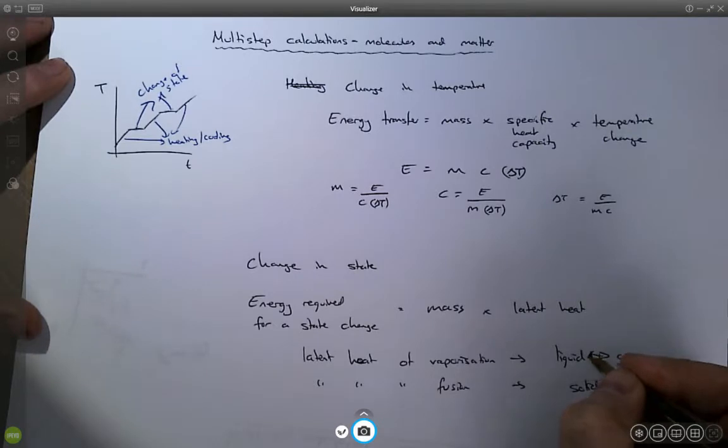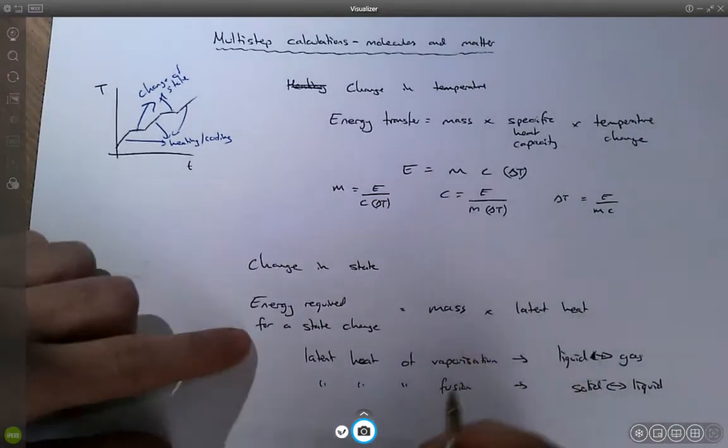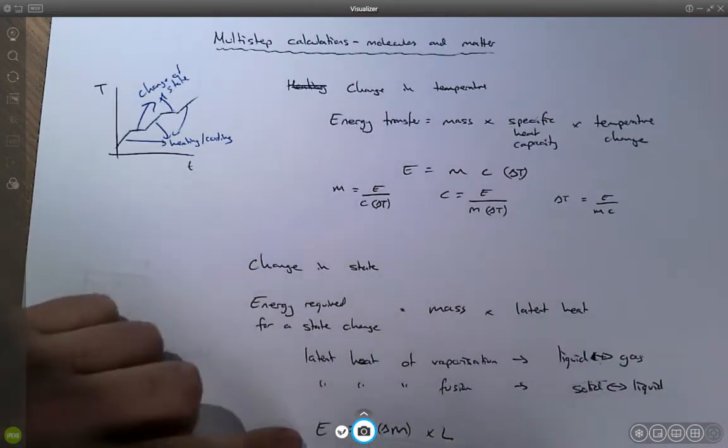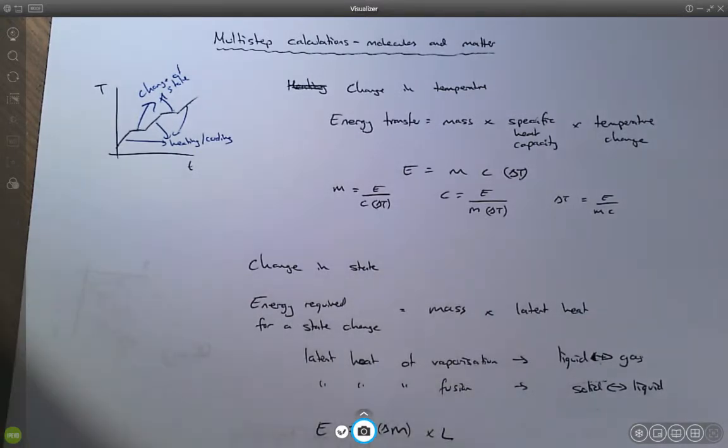So obviously melting or freezing is fusion, and vaporization is boiling or condensing. And again, in symbols, this equation becomes E equals m L. Sometimes it's change in mass times L for latent heat, and that's really easy to rearrange. The change in mass is energy over latent heat, or the latent heat is energy over mass.